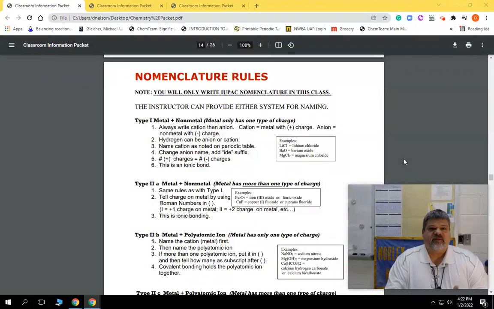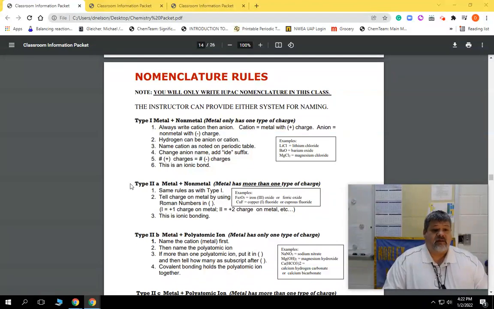Hey, welcome to the explanation of type 2, both binary and polyatomic nomenclature. Let's go ahead and start out with binary. Now, binary, to be honest, is the same as type 1. The only difference is we're talking about metals that don't have just one charge. So they have more than one charge, so we have to calculate what that charge is.